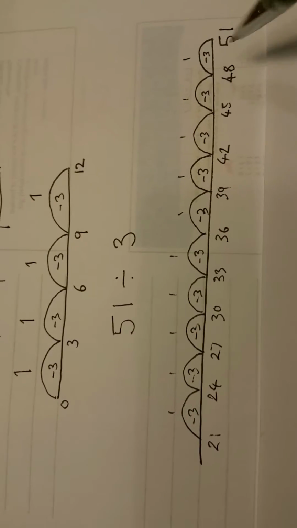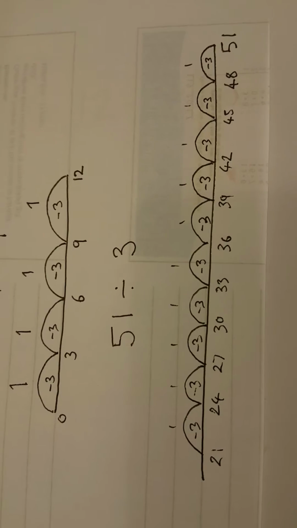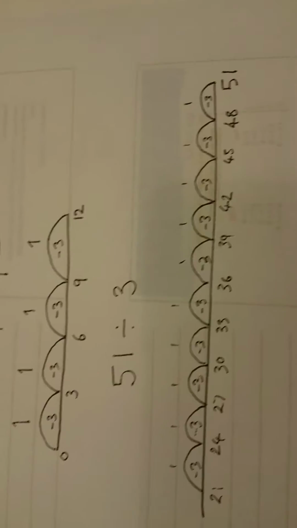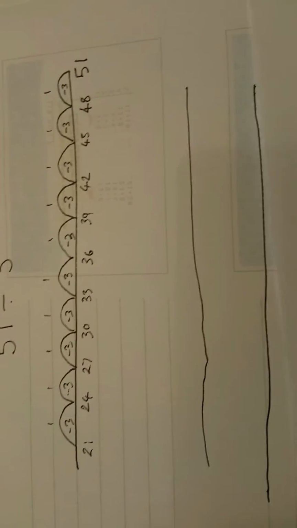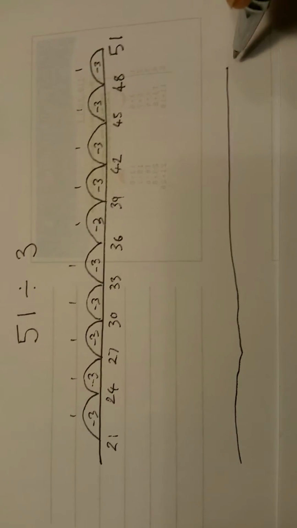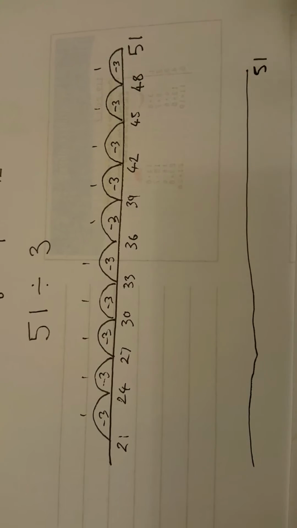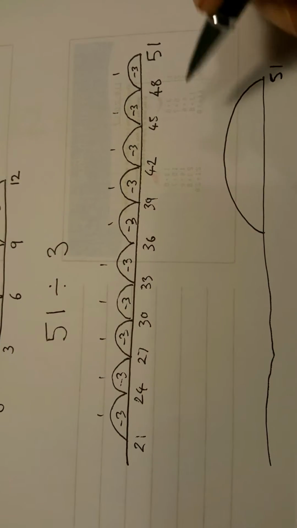But hang on, 10 lots of 3 got me to 21. Well, why don't I just do that in one big jump? So I can draw my line again, here, and I can say that's still 51. But instead of doing 10 little lots of 3, let's just do it in one go. I'm going to do one big jump.